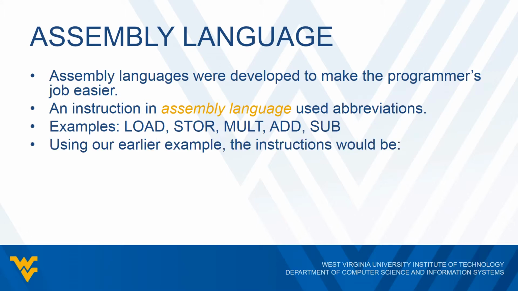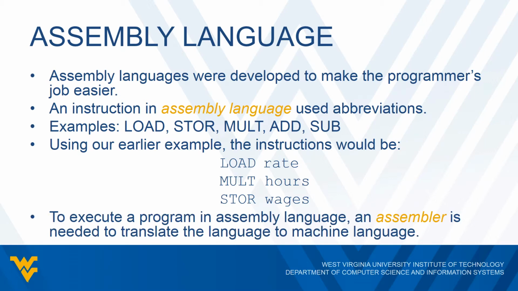So if we take a look at our earlier example of multiplying the hour and the rate, we would get something like this. This looks a lot easier to understand than trying to map the zeros and ones with the actual values and the addresses. So we clearly see that the first line is that we would load the rate. The second line means that we would multiply what we have in our memory by the hours, and then we would store the result in the wages.